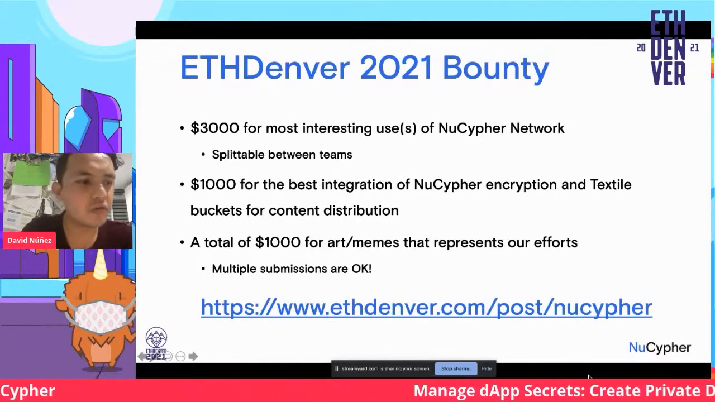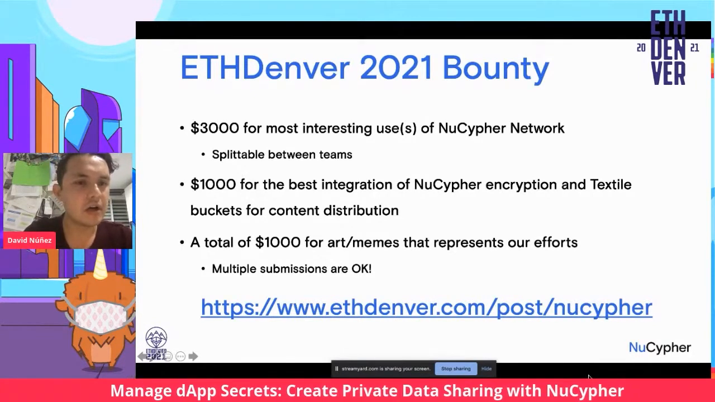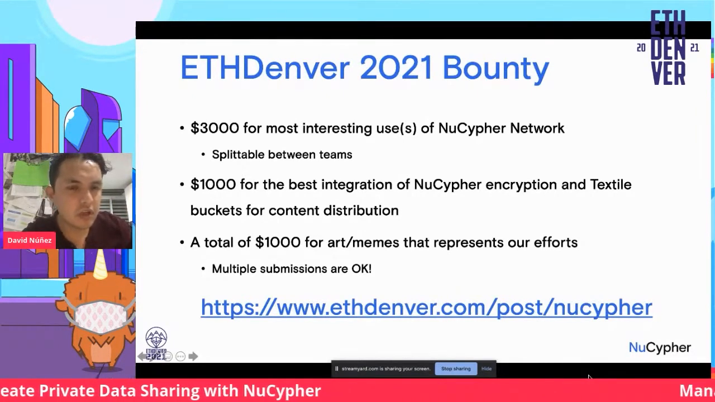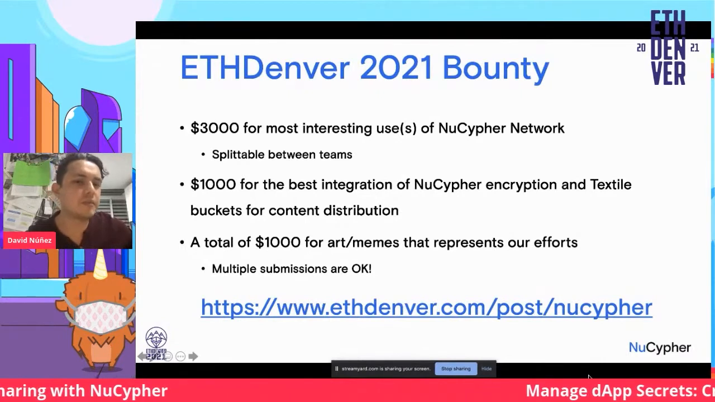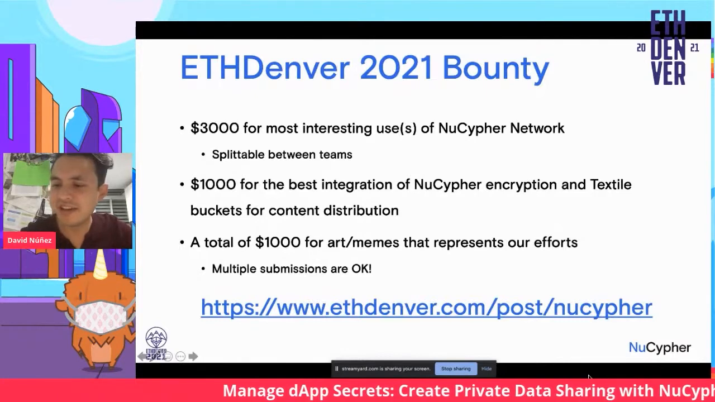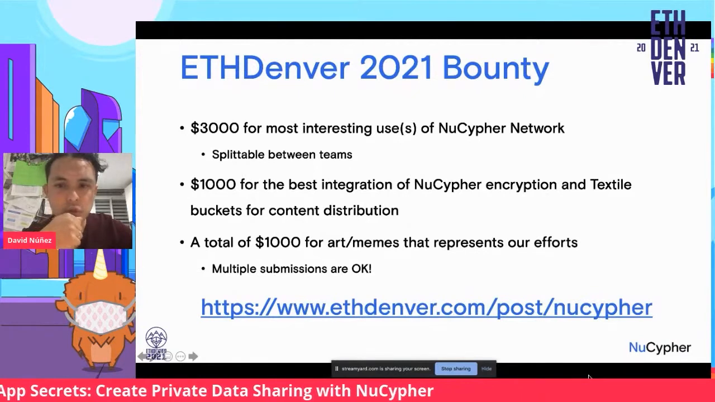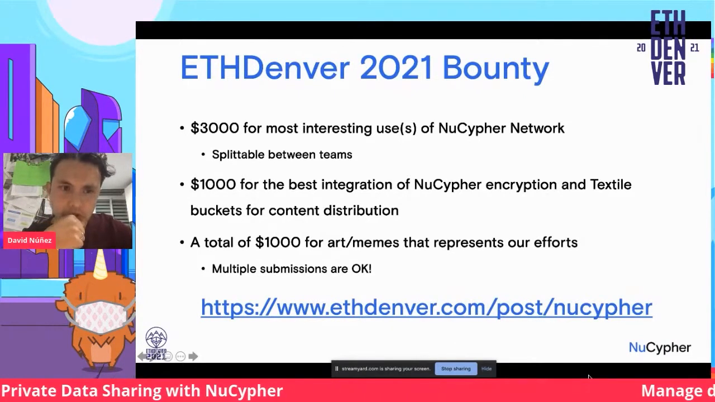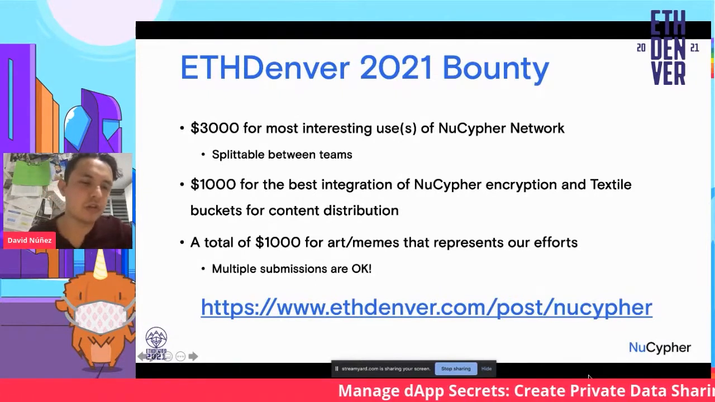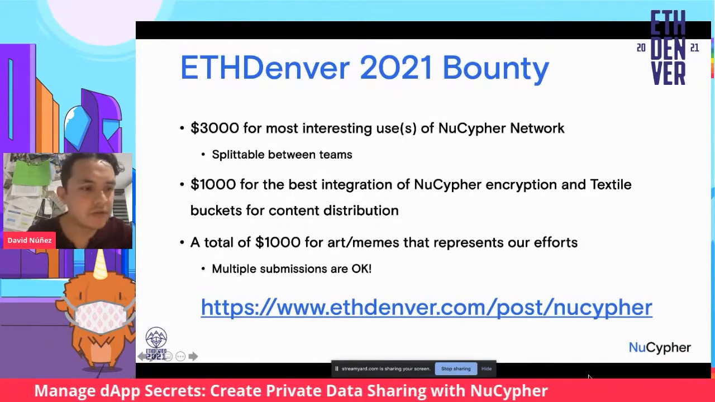So in ETHDenver 2021, we have a bounty. We had several bounties, in fact. So we have $3,000 for the most interesting use of NuCypher Network. It's splittable between teams, so don't be shy and try the bounties. We have also $1,000 for the best integration of NuCypher with Textile for content distribution, and also a total of $1,000 for memes and art that represents the NuCypher community effort.